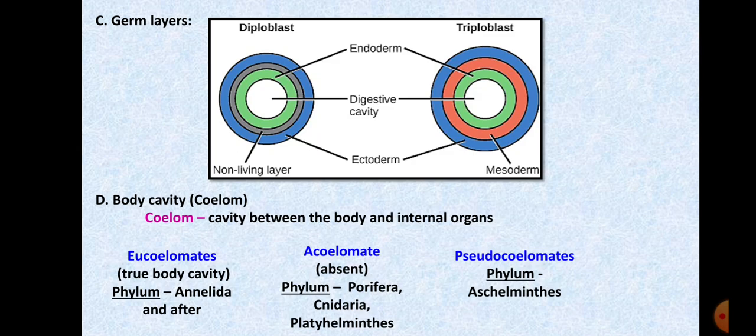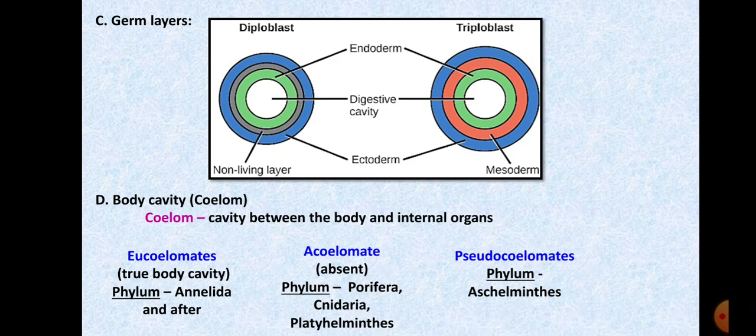The 4th criterion is body cavity. Now cavity is also called coelom. What is the coelom? It is the space between the body and the internal organs. This is present from the initial period of the development of the embryo. You can see this body cavity is formed from the mesodermal layer. Clear? So those would be your higher animals, the triploblasts.